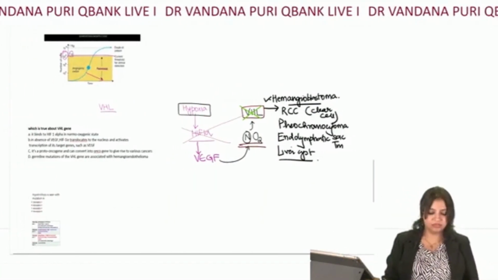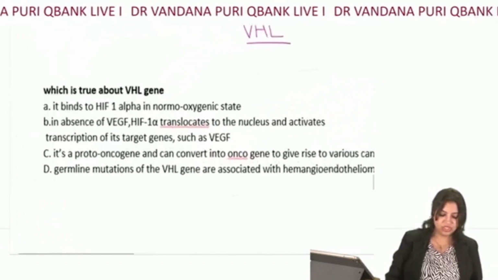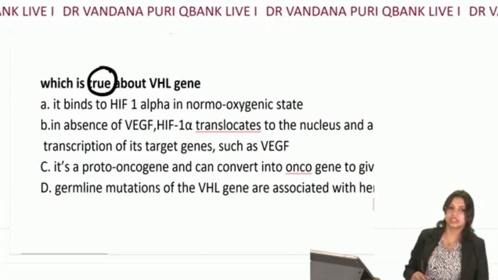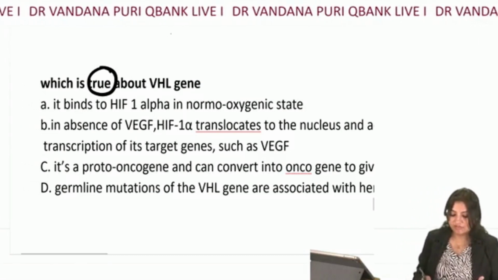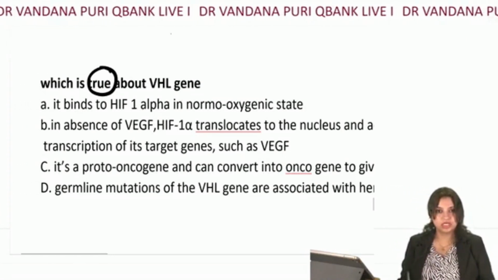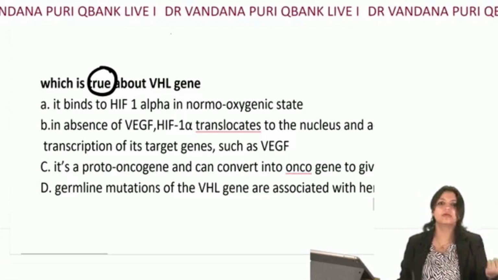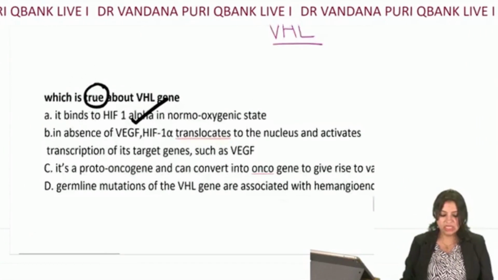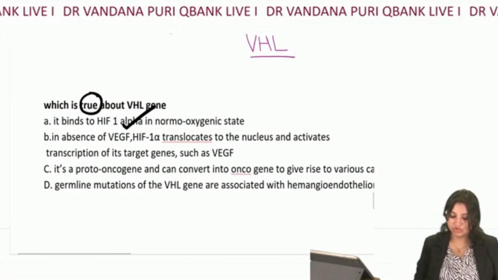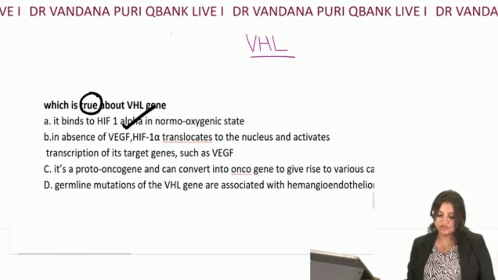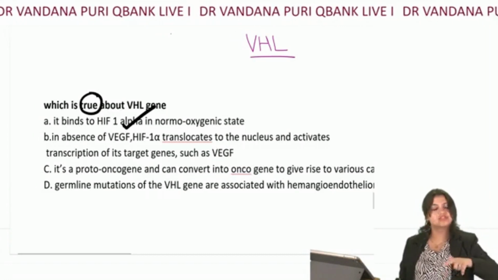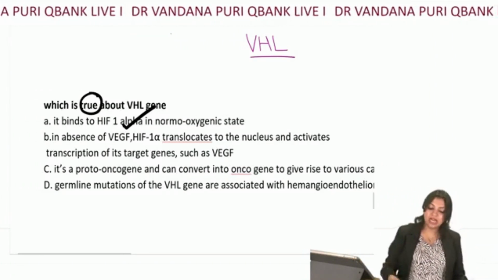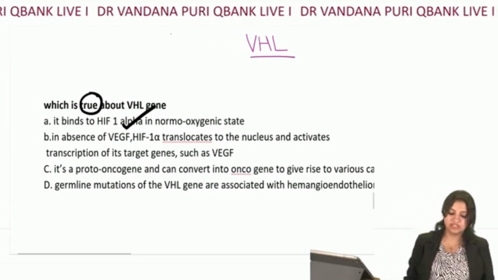So now let's come to this question, which is true. They are asking which is true about the VHL gene. So it binds to HIF1 alpha in the normal oxygenic state. Does it bind in the normal oxygenic state or hypoxia? Normal oxygenic state. So this is true. Next option: in the absence of VEGF, HIF1 translocates to the nucleus and activates the transcription of genes such as VEGF.